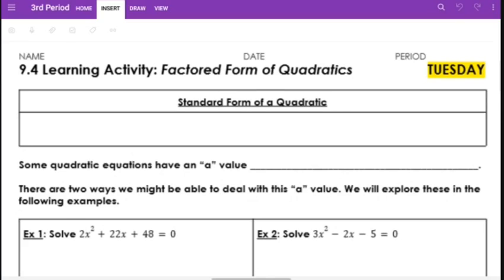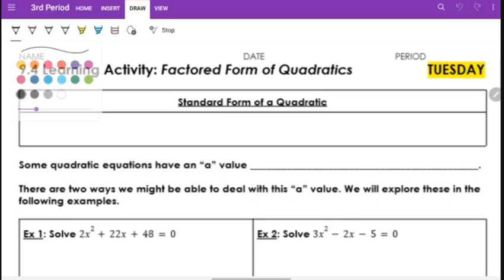Okay, everybody, take a look at Tuesday's page of the packet. We're talking about factored form of quadratics. But remember, before we're allowed to convert a quadratic equation into factored form, we have to start in standard form. So I want to take just a minute and talk about standard form for 1 sec.